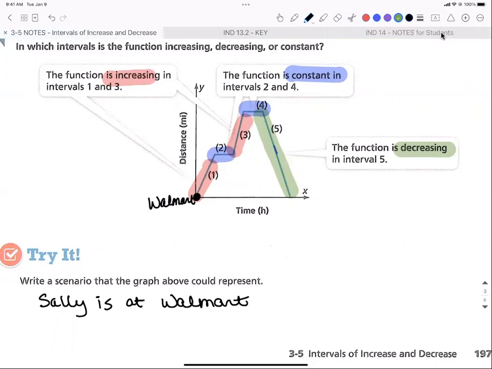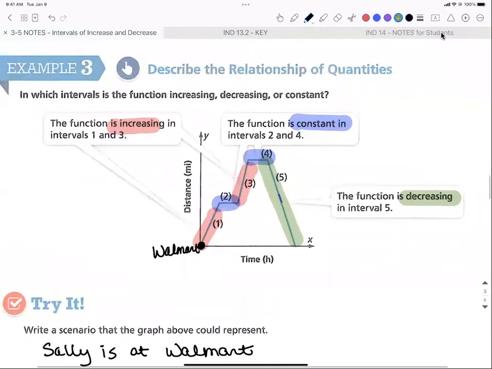All right. Now, notice on our graph, this is distance. So in this particular graph, she's going a distance away from Walmart, right? Over some amount of time. And it's a qualitative graph, so we don't even know the exact time and distance. We just know she's doing something. All right. Sally is at Walmart. Is she walking or driving? I don't care. What do you guys think? Corbin? She's walking. All right. Sally is at Walmart.